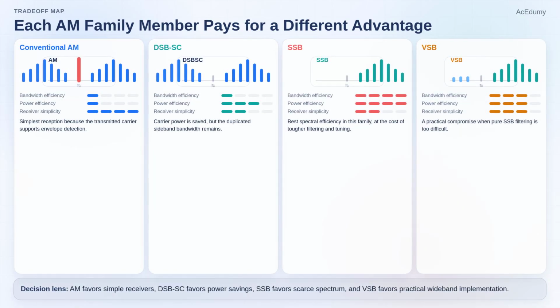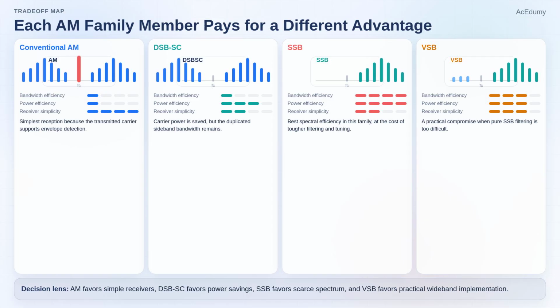Now we can compare the AM family with a clearer engineering lens. Conventional AM is easiest to receive because the carrier supports simple envelope detection, but it is poor in power efficiency. DSB-SC removes the wasted carrier power, yet still pays for two sidebands.